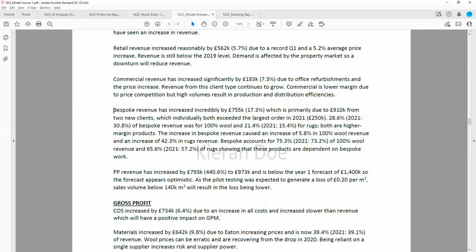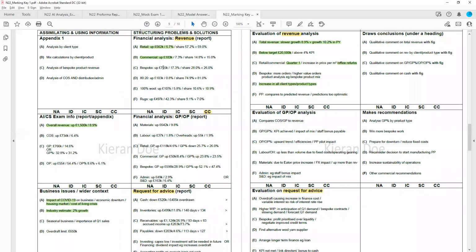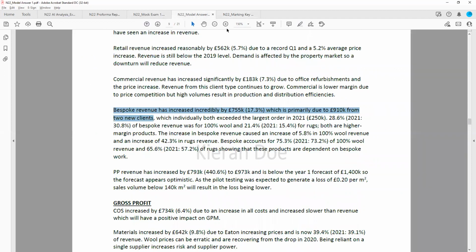And then Bespoke, we did the same thing, number, reason. So let's have a look. Obviously the number, that's kind of like the easy bit. Bespoke, got the number here. Of course, you only need one of them. Bespoke, number. So the reason I said like more orders. And then I did some further analysis where I looked at the analysis by product type, etc., the impact on wool and rugs.